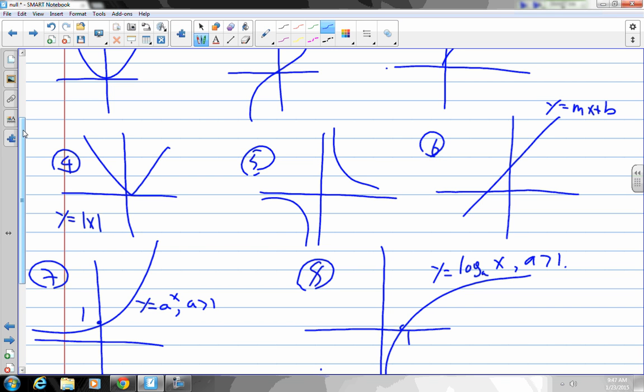Oh, that's a good point. I said reciprocal, but I didn't write it, so it's 1 over x. So reciprocal function.